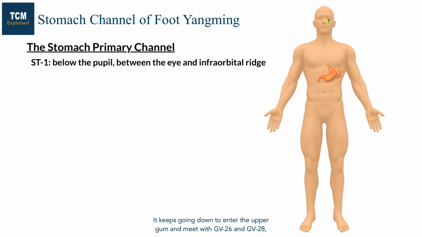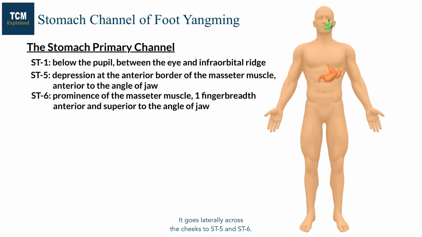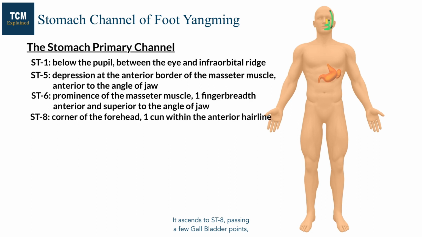It keeps going down to enter the upper gum and meet with GV26 and GV28, located between the nose and the upper lip. It curves around the lips and meets with RN24 at the groove of the chin. It goes laterally across the cheeks to ST5 and ST6. It ascends to ST8, passing a few gallbladder points, and meets with GV24 at the midline of the front hairline.